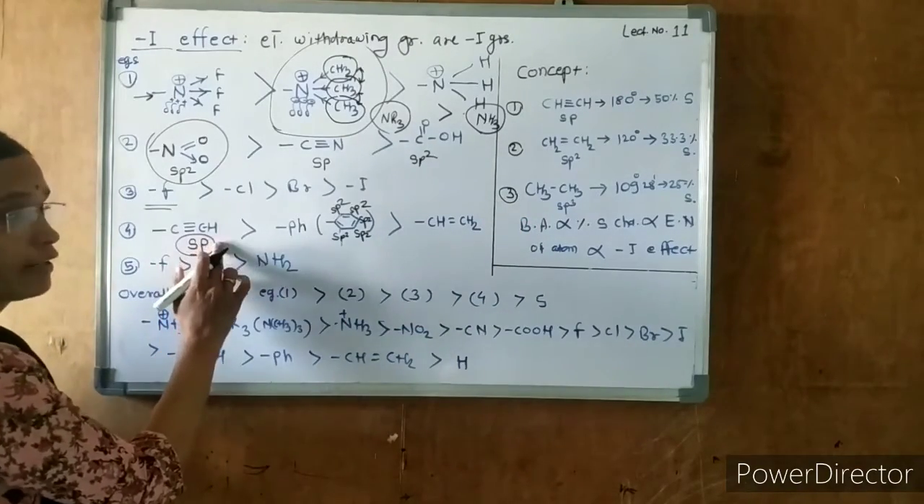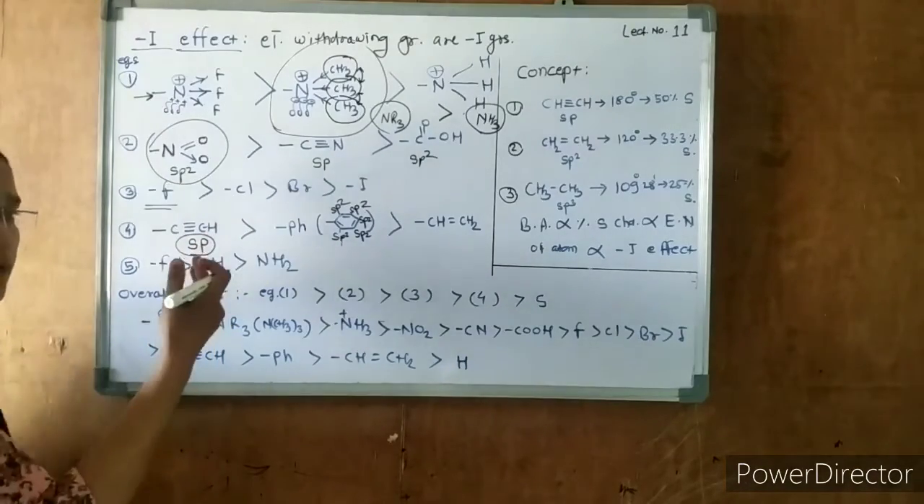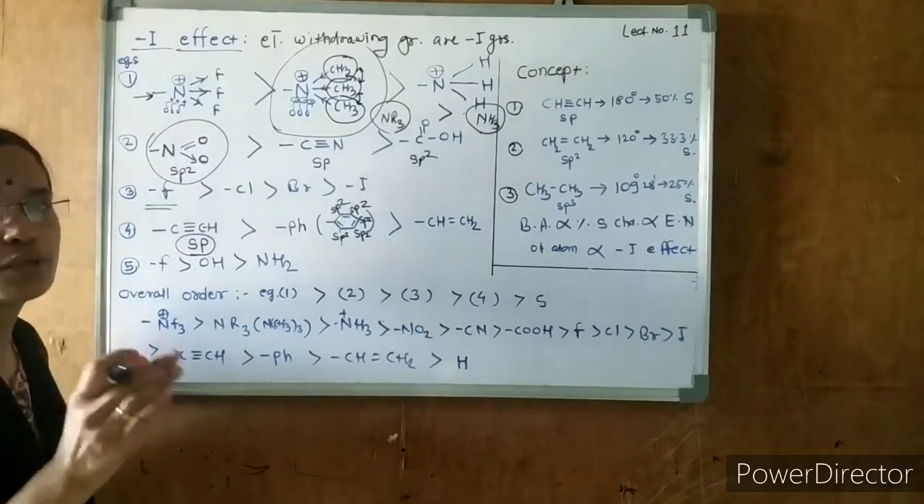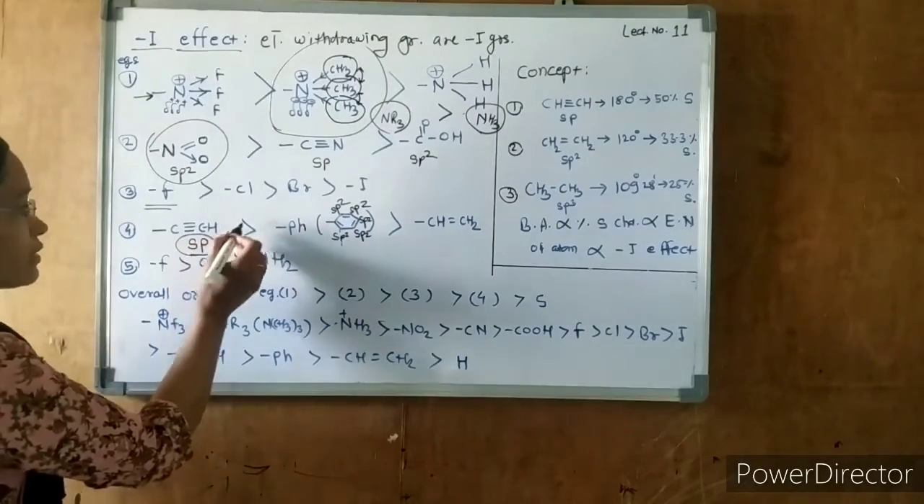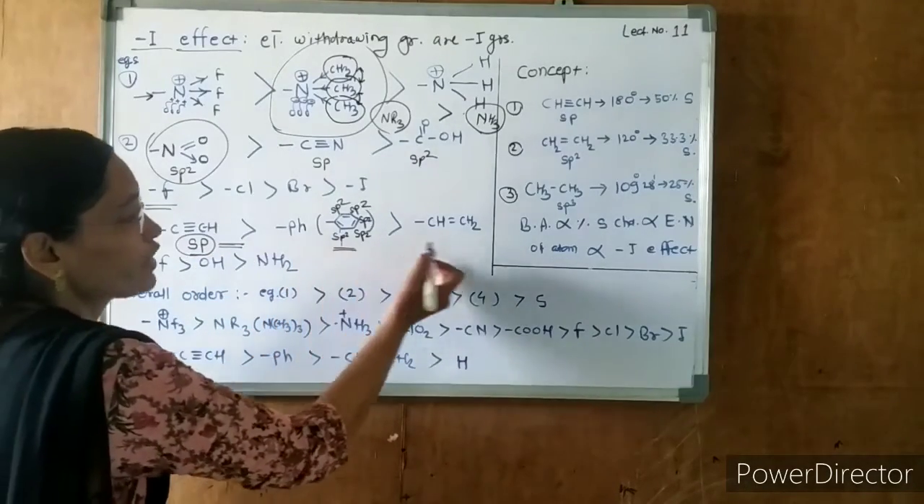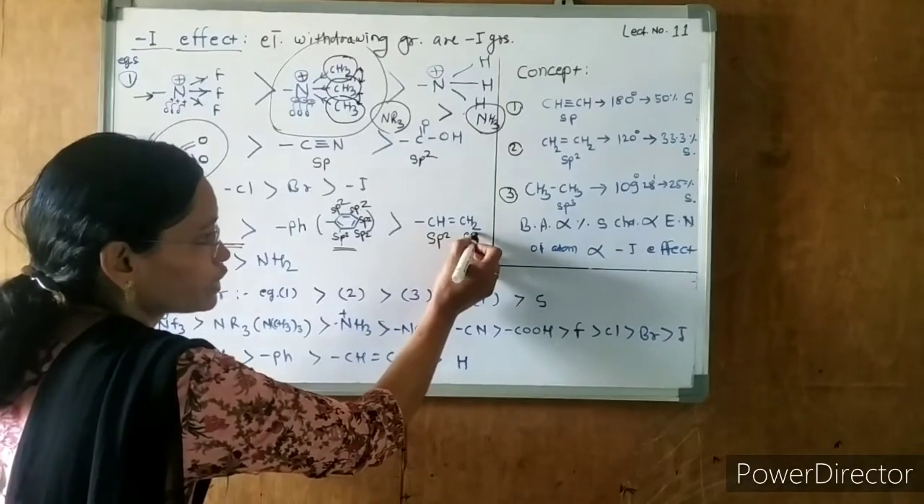More is the S character, more is the bond angle; more is the bond angle, more is the S character; more is the S character, more is the electronegativity; and more is the electronegativity, more is the minus I effect. So this compound will show more minus I effect as compared to this. And again, in this compound both the carbon atoms are sp2 hybridized.